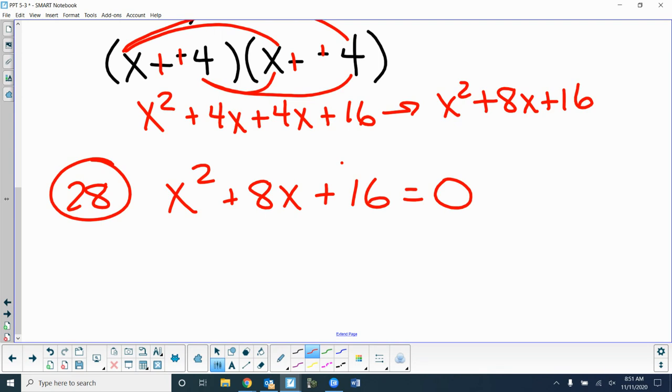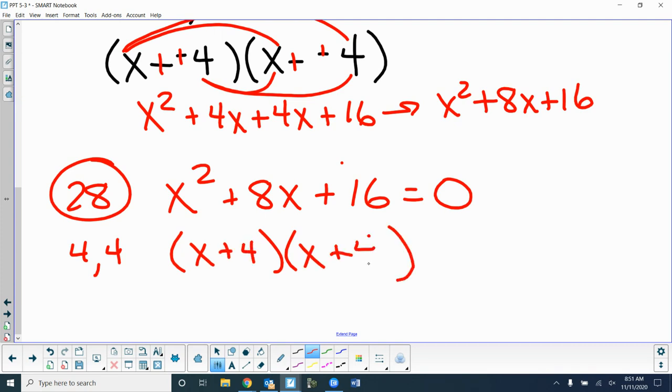But let's just say we didn't realize it's one of those special ones. What are the factors of 16? Since A is 1, what are the factors of 16 that add up to 8? Because there's no GCF and all that. 4 times 4, right? So you're going to write x times x for the x squared, and plus 4, and plus 4 for the 16, and they add up to 8.